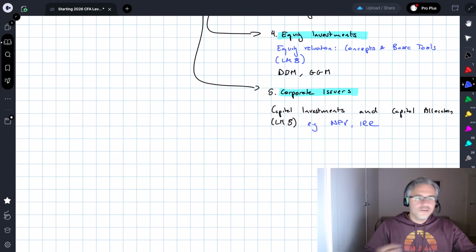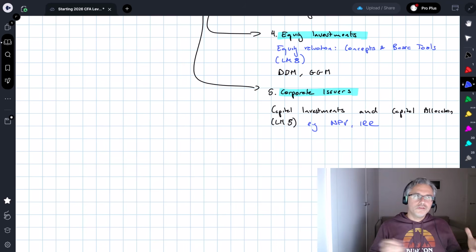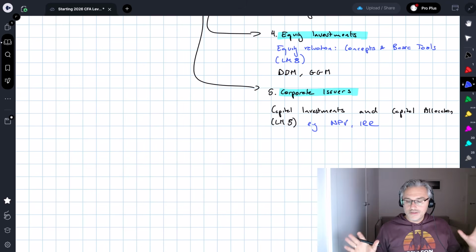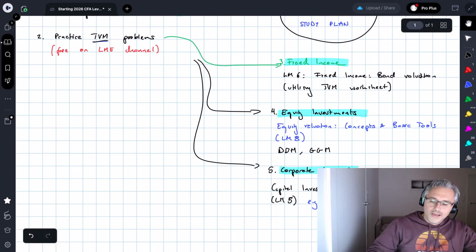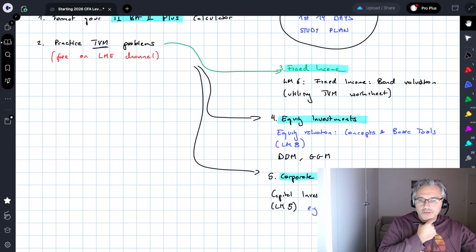Once again, utilizing very much the time value of money functionality of your calculator, but not the TVM worksheet necessarily, but more the cash flow worksheet, which is still extremely important. And you'll be using it time and time again in different areas of the curriculum.